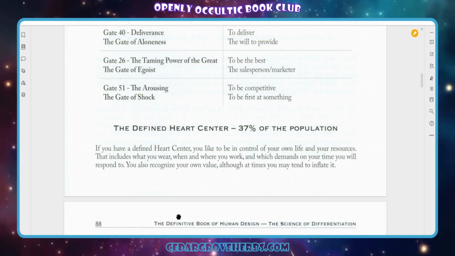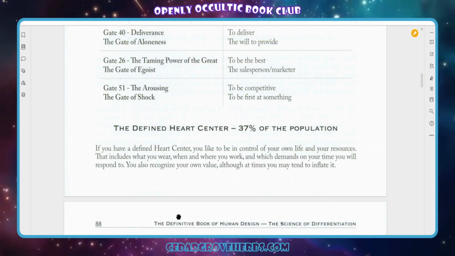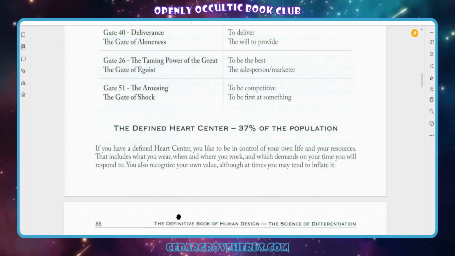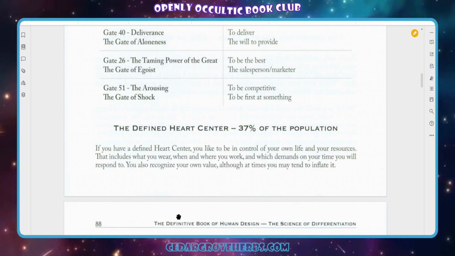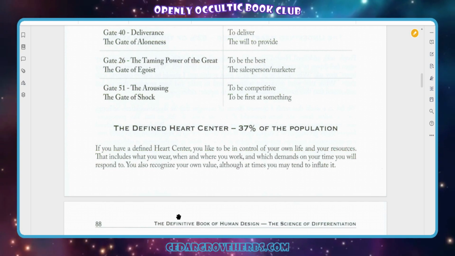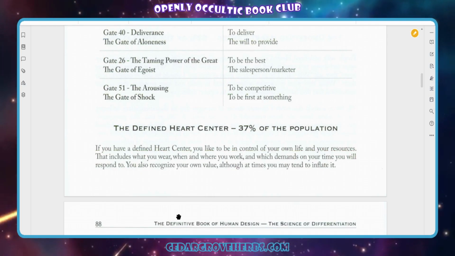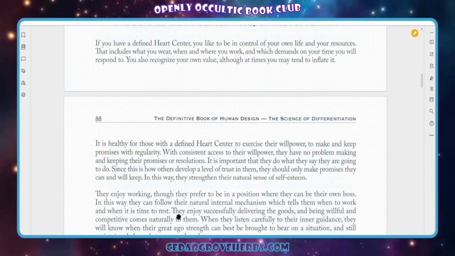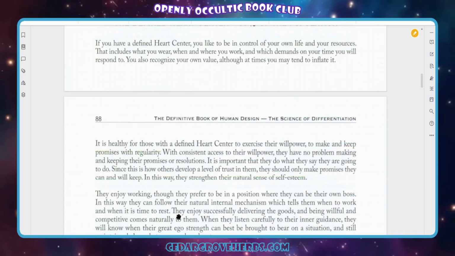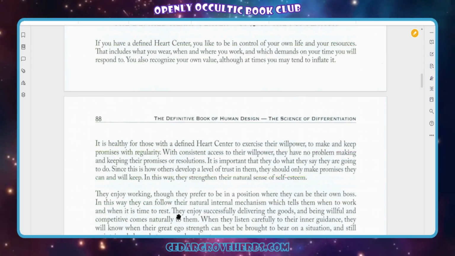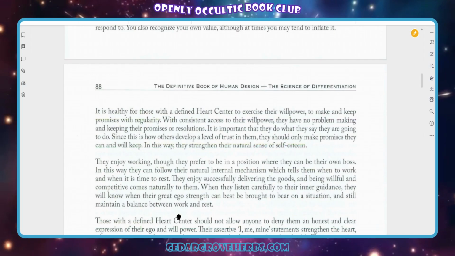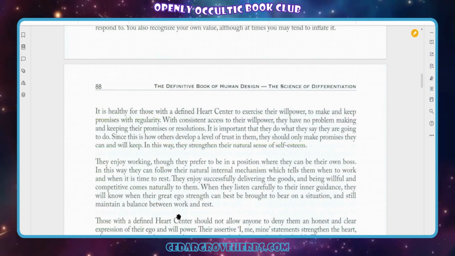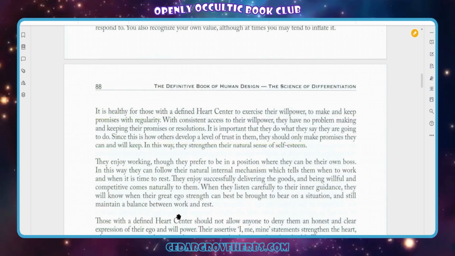The defined heart center: people with defined heart centers are 37% of the population. If you have a defined heart center, you like to be in control of your own life and your resources. That includes what you wear, when and where you work, and which demands on your time that you'll respond to. You also recognize your own value, although at times you may tend to inflate it. It's healthy for those with a defined heart center to exercise their willpower, to make and keep promises with regularity. With consistent access to their willpower, they have no problem making and keeping their promises or resolutions.